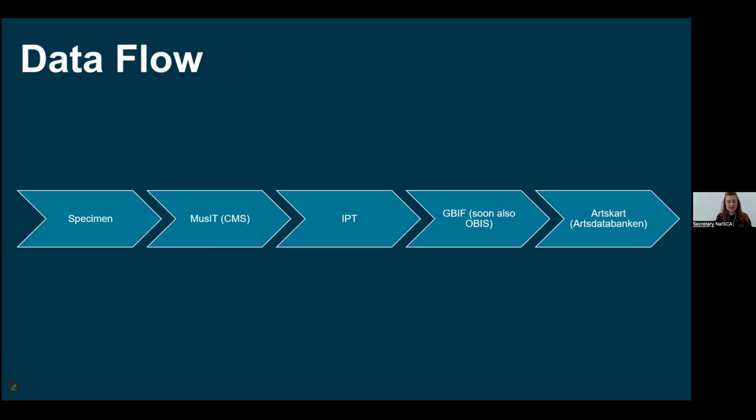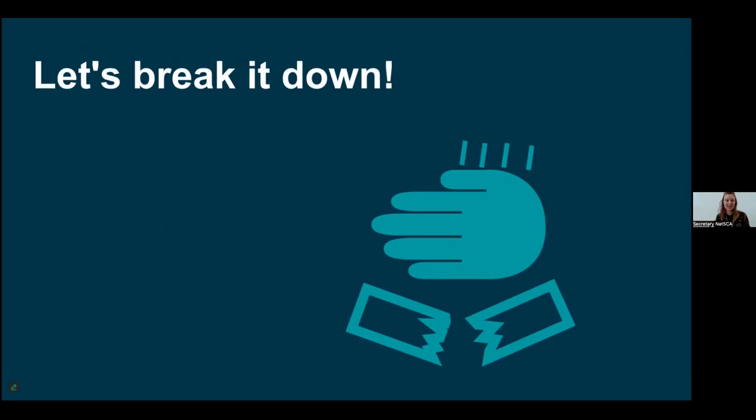Our workflow is as follows. So we have our specimen, then we enter it into our collection management system, if you use one. We then go to the integrated publishing toolkit, which then goes onto GBIF, and ArtsCard, which is a species distribution map that is available for Norway. But I know this seems very straightforward. Obviously, there's many more little hidden steps involved, so I'll just break it down for you.